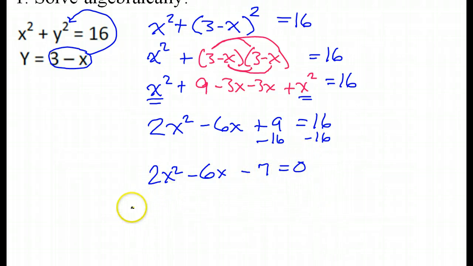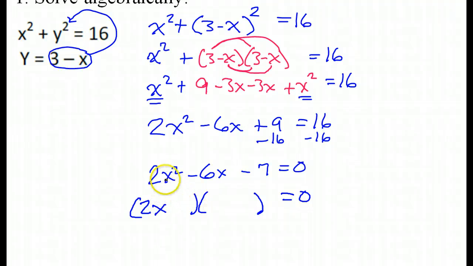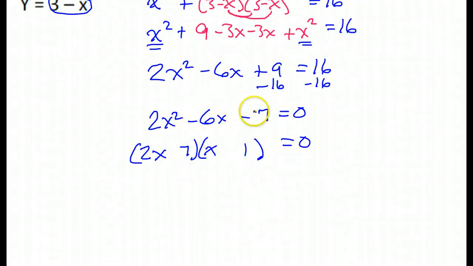So now it's time to factor this, or we could use the quadratic formula, but if it looks easy, go ahead and try to factor it. So 2x squared can only be 2x and x. 7 can only factor as 7 and 1. This is not looking good. This doesn't seem to be factorable. So I'm going to go back and make sure I didn't make a mistake. I did not make a mistake, so this is unfactorable.